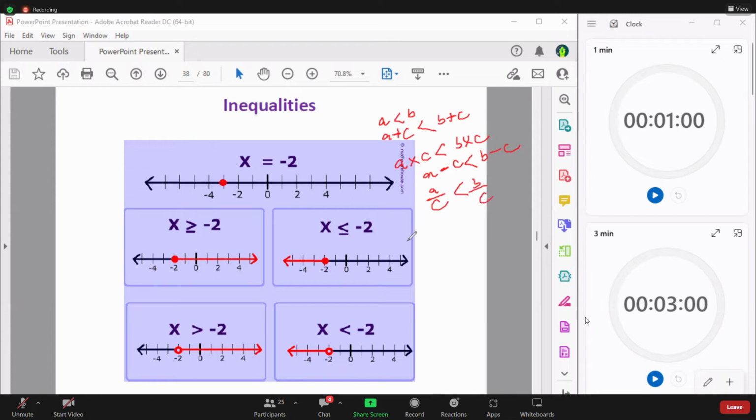However, if you are multiplying with a negative integer on both sides, then the inequality would reverse. This would be greater than this. Same thing with division. If you are dividing with a negative integer, the inequality will reverse. Okay. Anyone who has a problem till here?